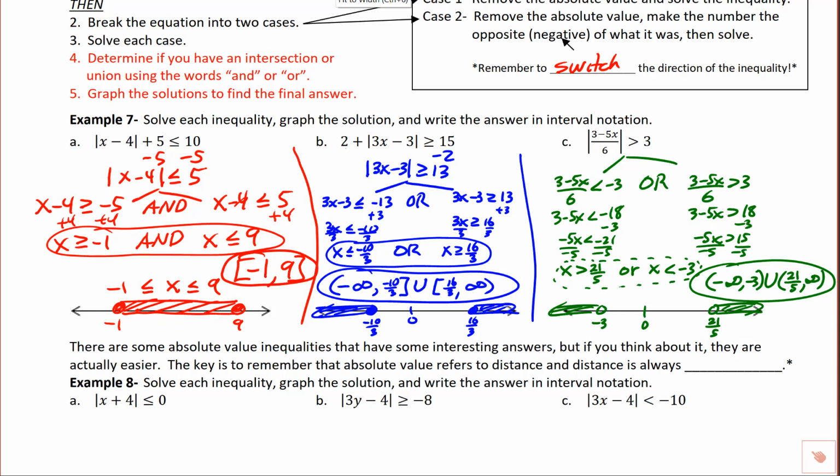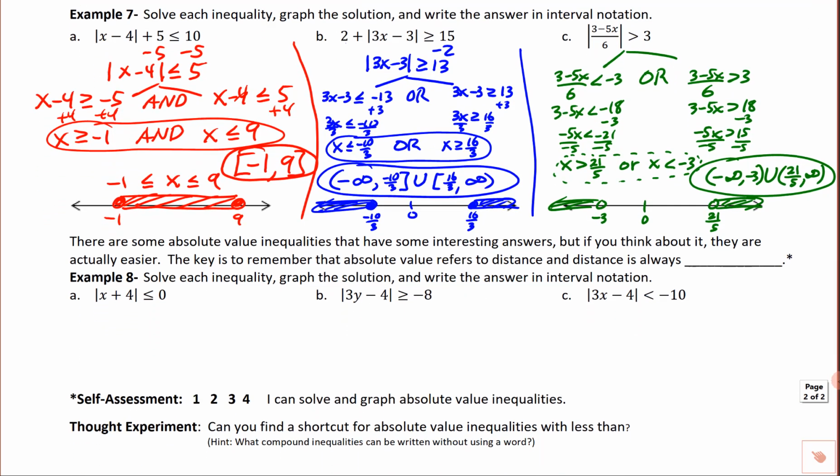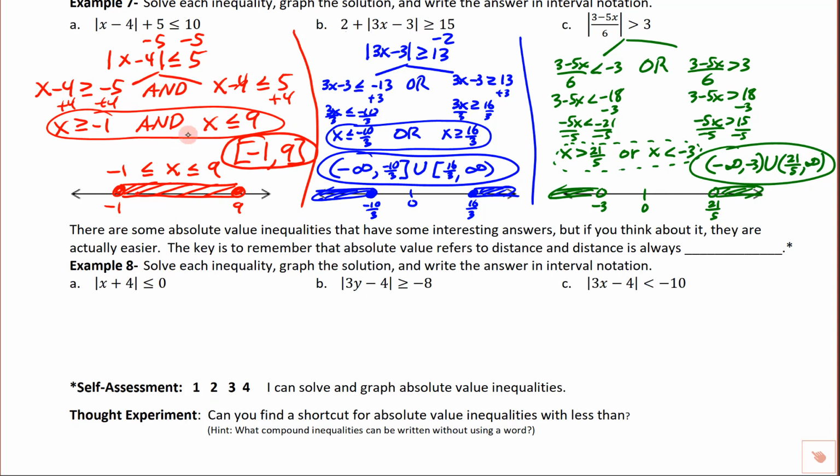And then there are some other inequalities that I want to take a look at that have some interesting answers, but I want you to think about these. Might make it easier. You can always break it into these two cases. These are a little bit tedious. They do take some practice, and you've got to spend some time. But if you're good at solving the absolute value equations, you should be good at solving the inequalities.